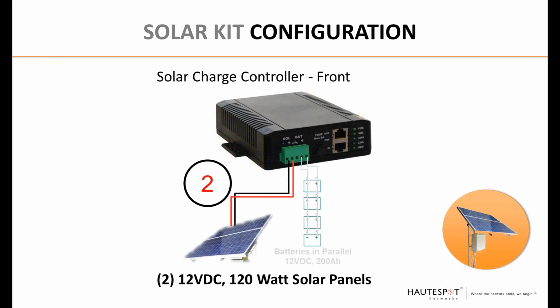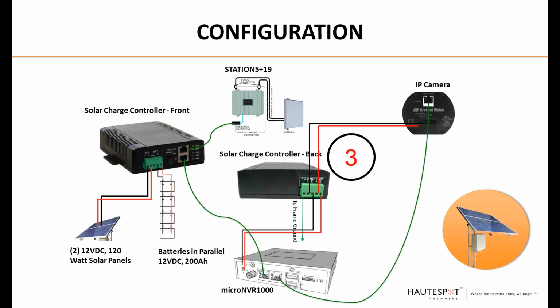Then you'll connect the solar panels to the positive and negative terminal block labeled SOL for solar. Third, connect the products that will consume power. Of course, be mindful of polarity here if it's a DC in block. Then you can finally add your data connections with Ethernet cabling.